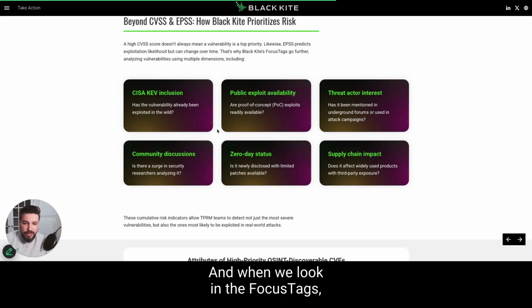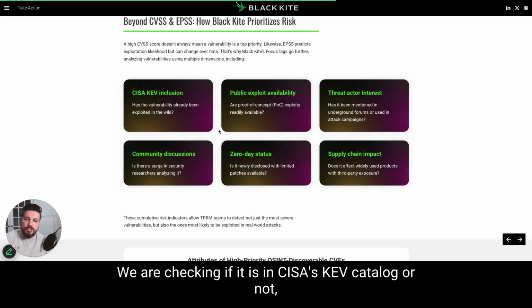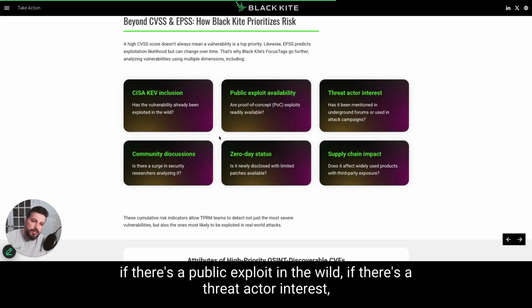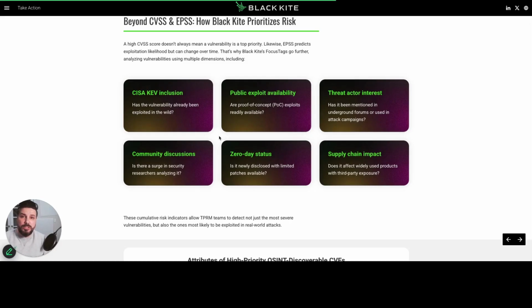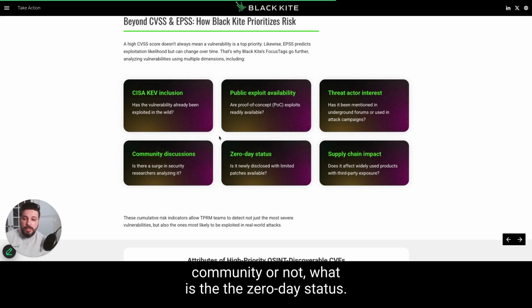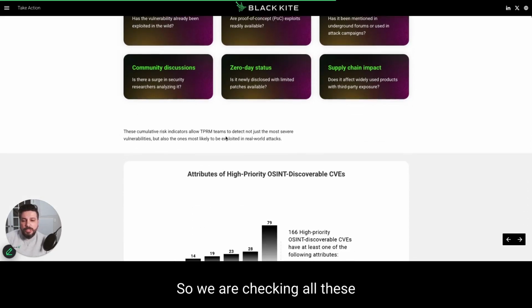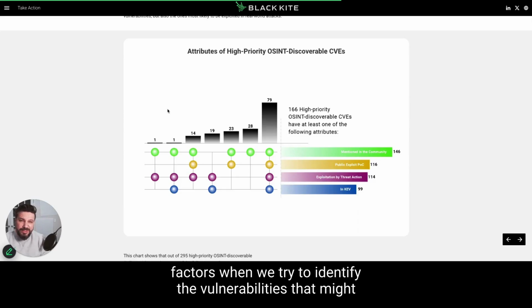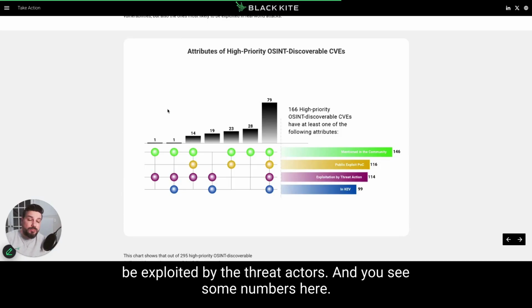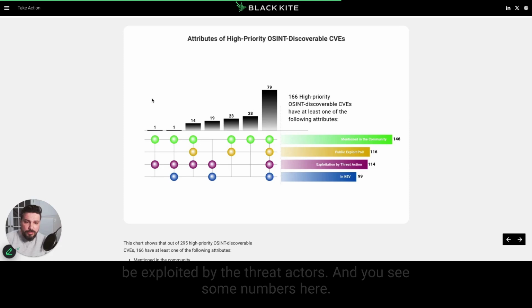And when we look into focus tags, we are looking at all these dimensions. We are checking if it is in CISA's KEV catalog or not, if there's a public exploit in the wild, if there's a threat actor interest, if this vulnerability was ever mentioned in the cybersecurity community or not, what is the zero-day status. So we are checking all these factors when we try to identify the vulnerabilities that might be exploited by the threat actors. And you see some numbers here.